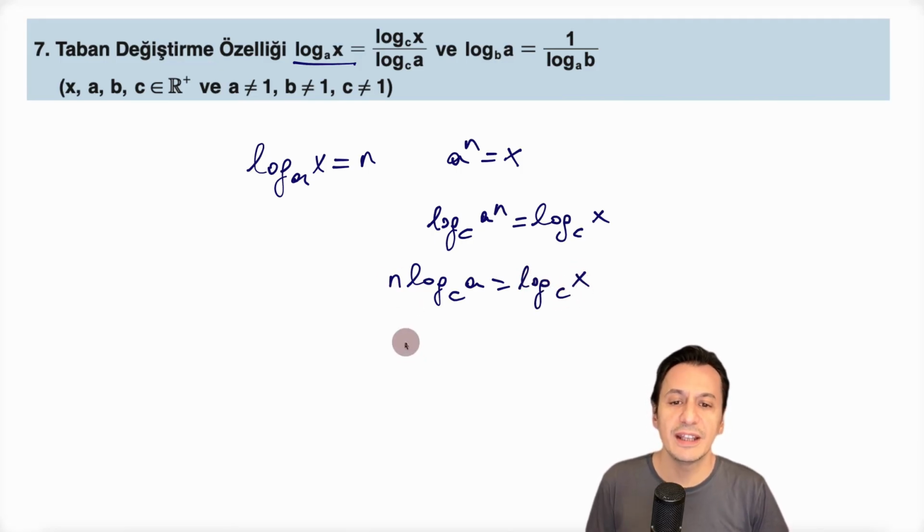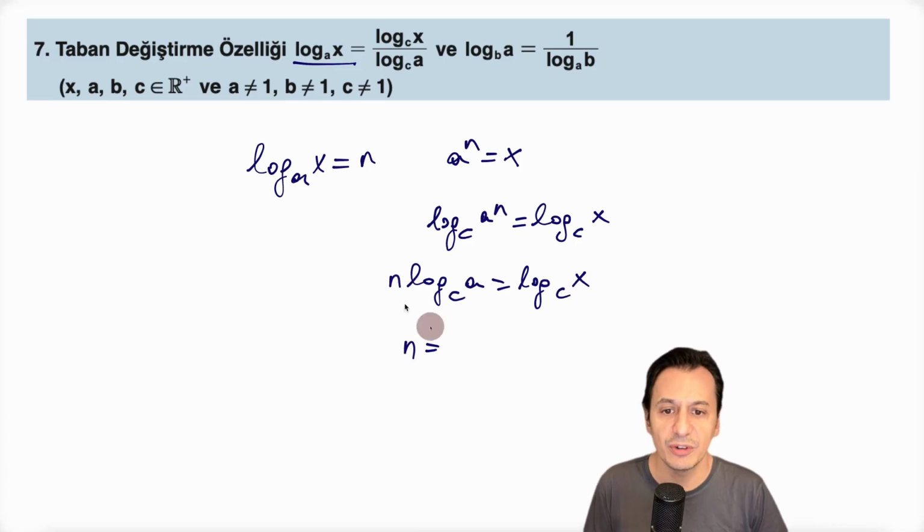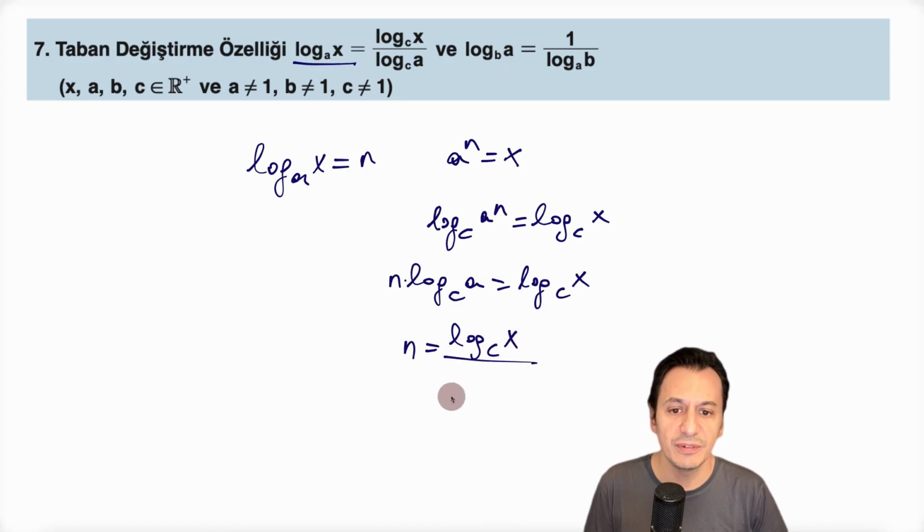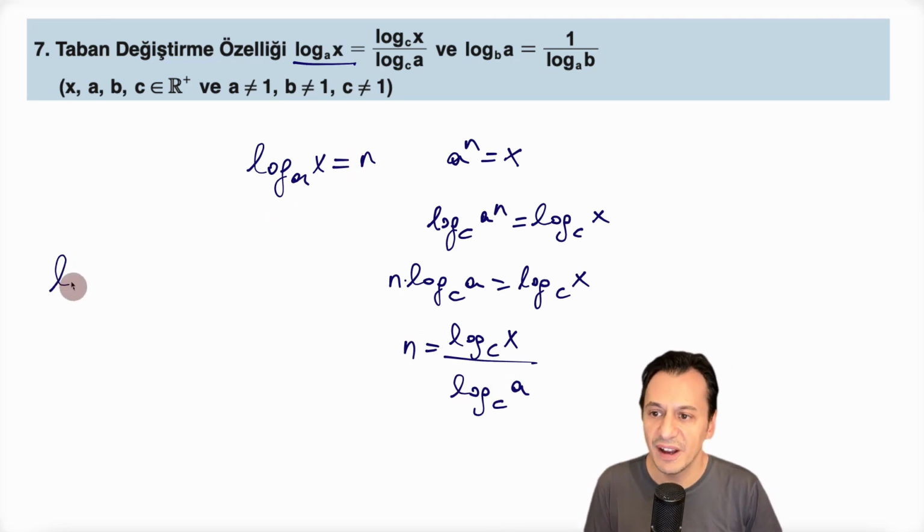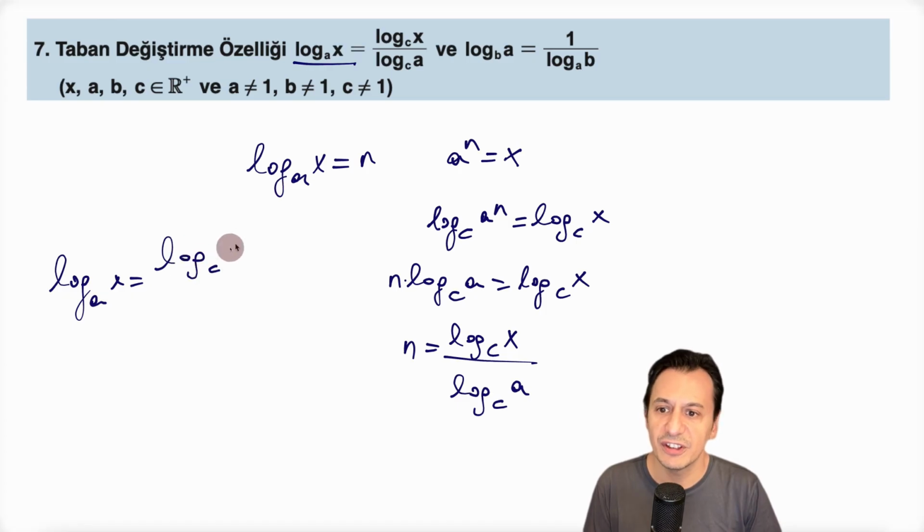Now I'm going to isolate n here. I'm moving this over here as a division. Look, here it's in multiplication form. n equals logarithm base c of x divided by logarithm base c of a. So what did I find? I can substitute it here. Now, logarithm base a of x equals logarithm base c of x divided by logarithm base c of a.